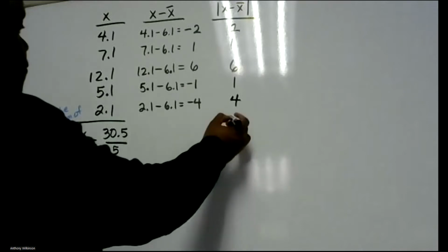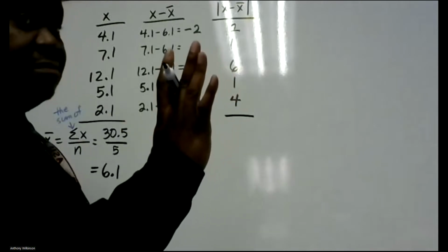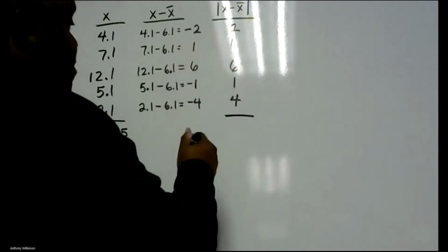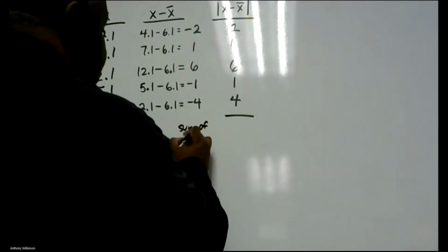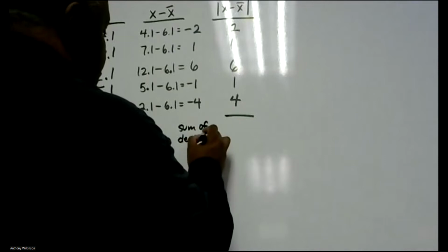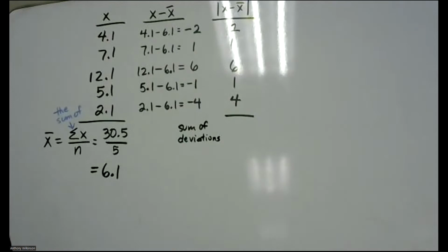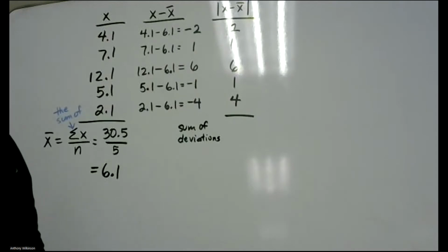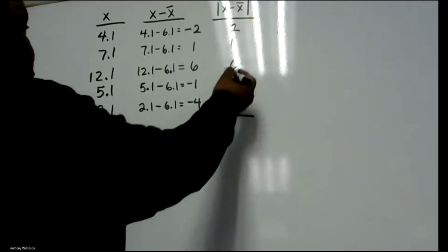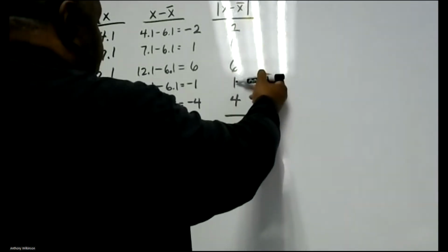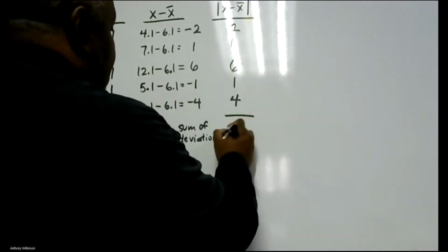Okay. And then next, any questions? Okay. Next, I'm going to take the sum of these deviations. So those numbers that you see here, the 2, 1, 6, 1, and 4, those are your deviations here. So if I do 2 plus 1 plus 6 plus 1 plus 4, that's going to be how much? 14.